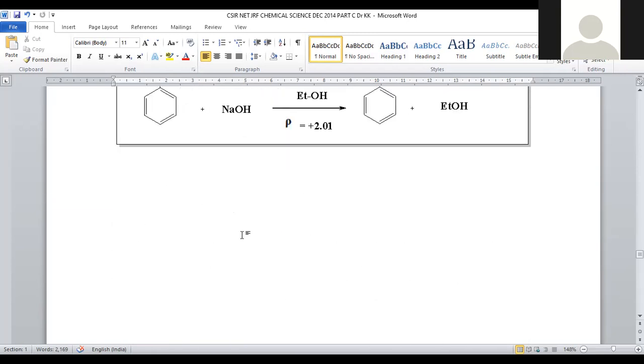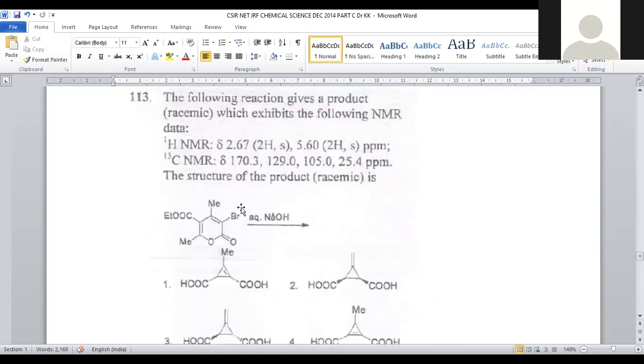Let us move on to question number 113. It is a part of the organic spectral analysis process. The following reaction gives the product racemic, which exhibits the following NMR data. Proton NMR delta values are 2.67 for 2 hydrogens, a singlet; 5.60, 2 hydrogens, a singlet, ppm. Then C13 NMR delta values 170.3, 129.0, 105.0, 25.4 ppm.